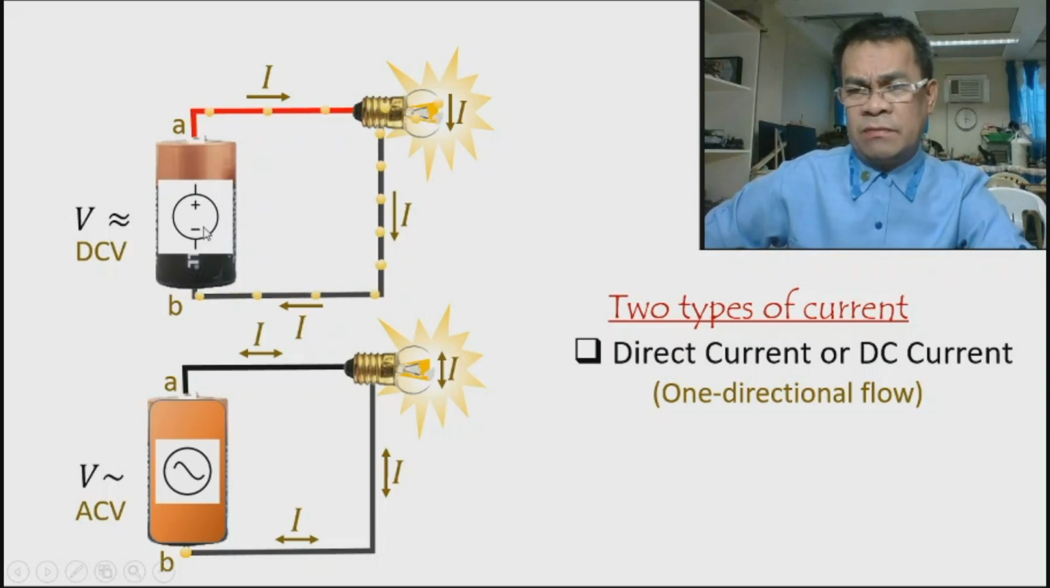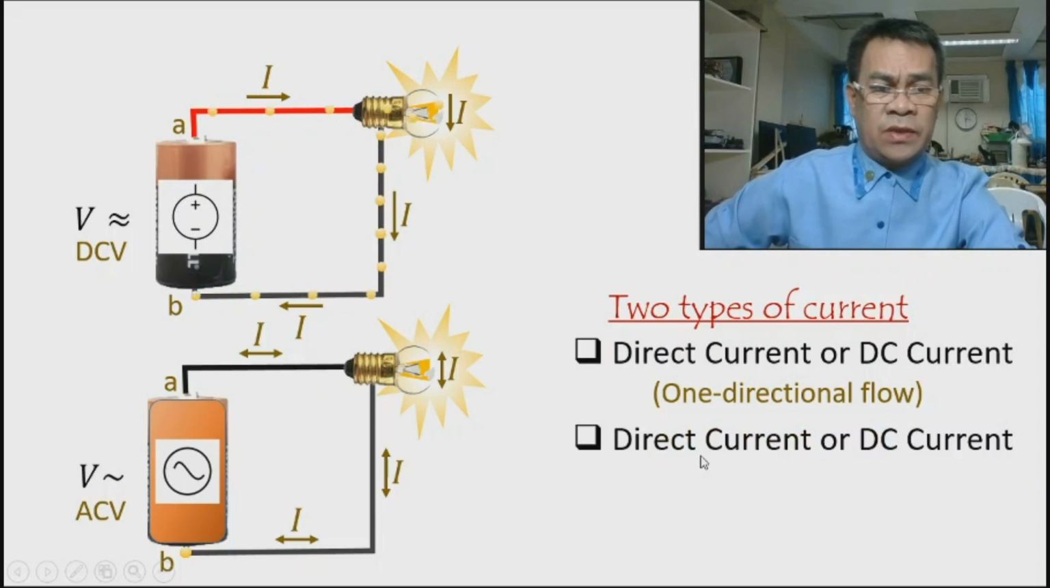The symbol of the DC is actually a polarized supply. So we have the identified positive. This is always high and this is always low. Therefore, electrons will travel in one direction only.